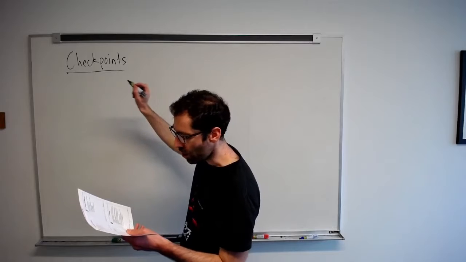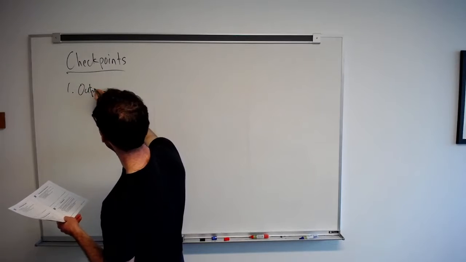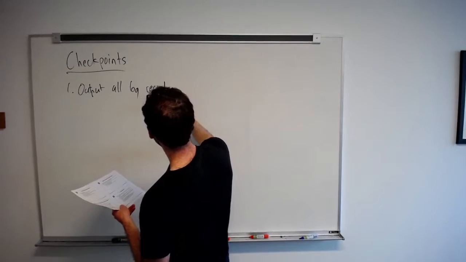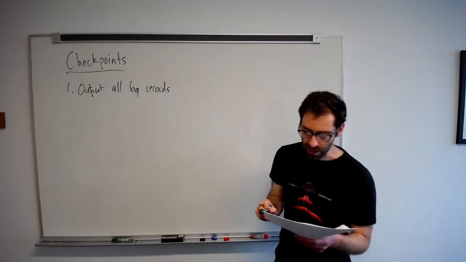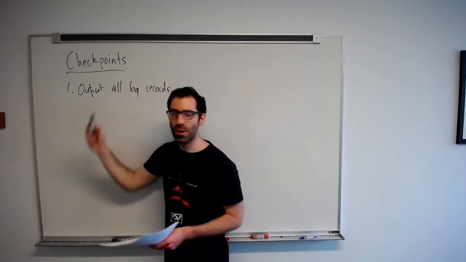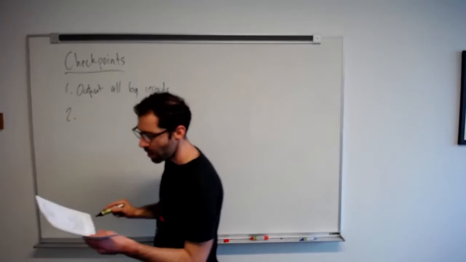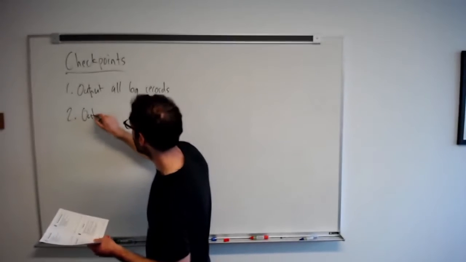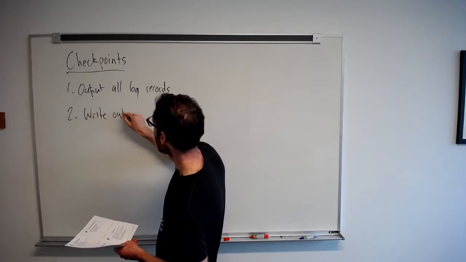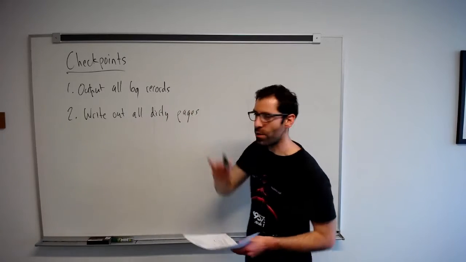So our checkpoint is going to force all of our log records that are currently in memory to be output to disk. So when I say output here, I mean output to disk, to our durable storage. And second, this might be clearer if I said, instead of output, write out all of our dirty pages.